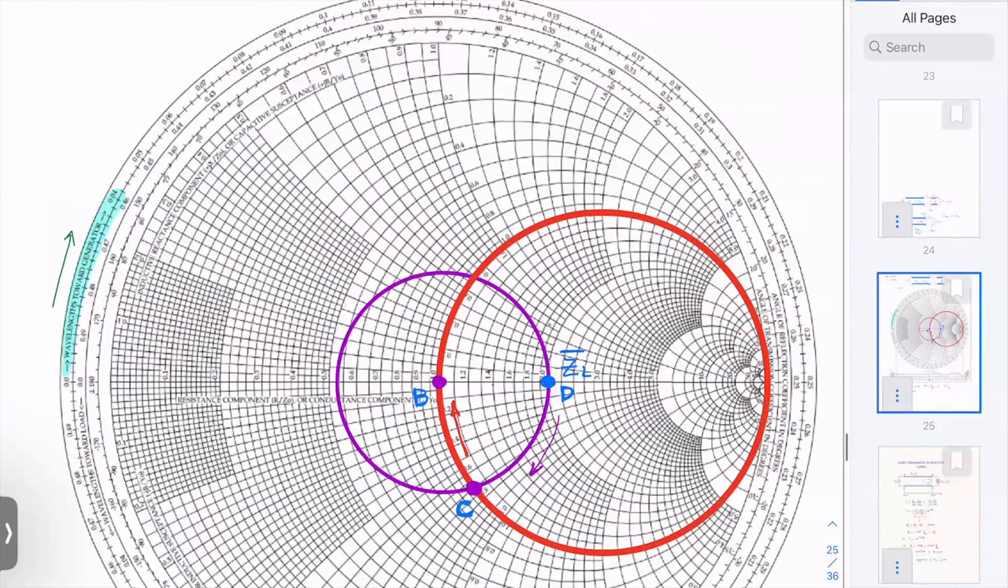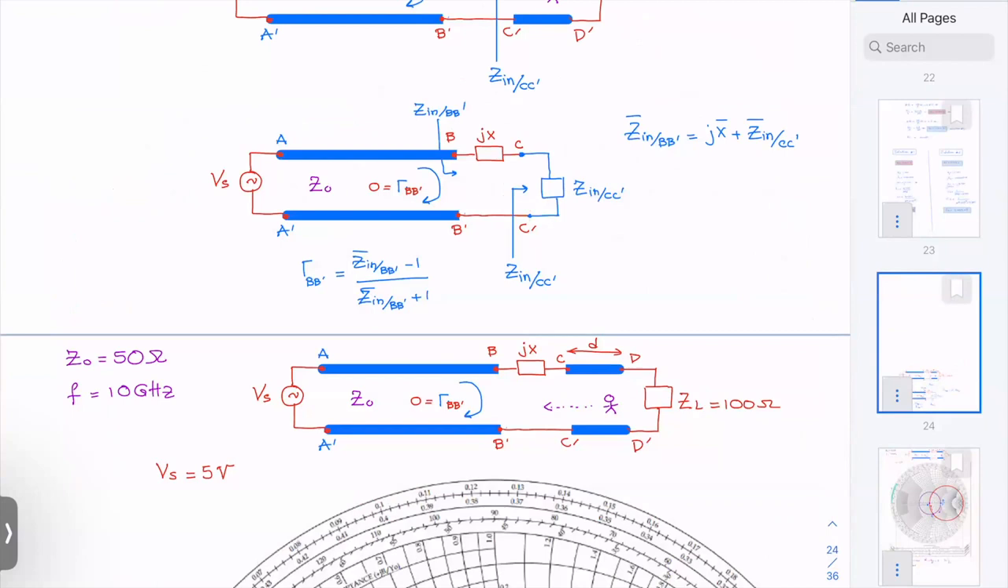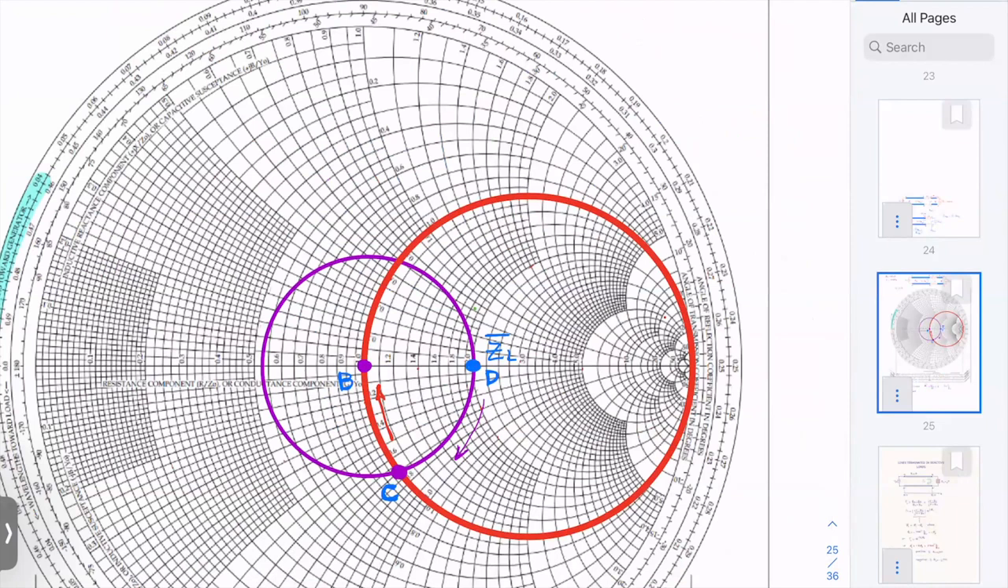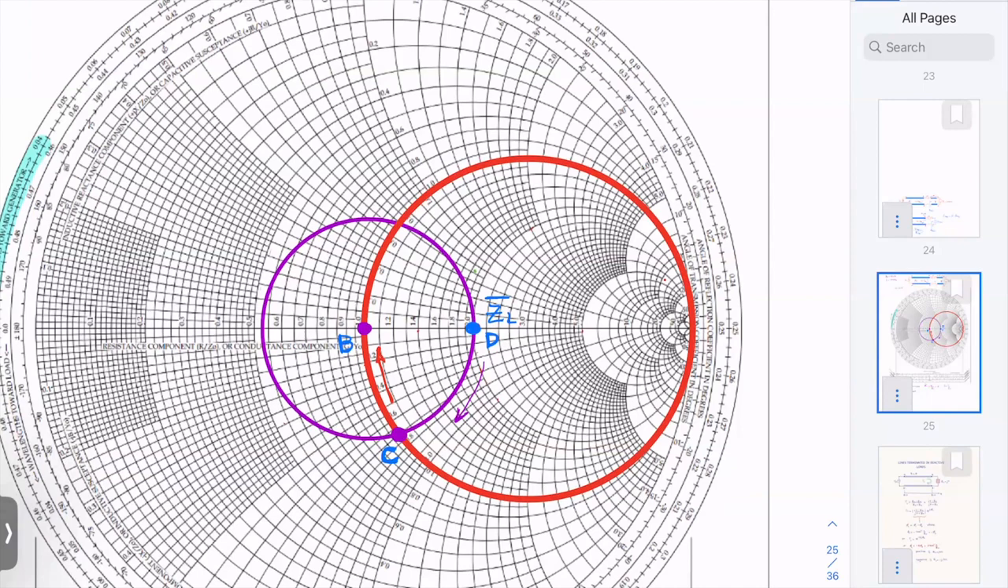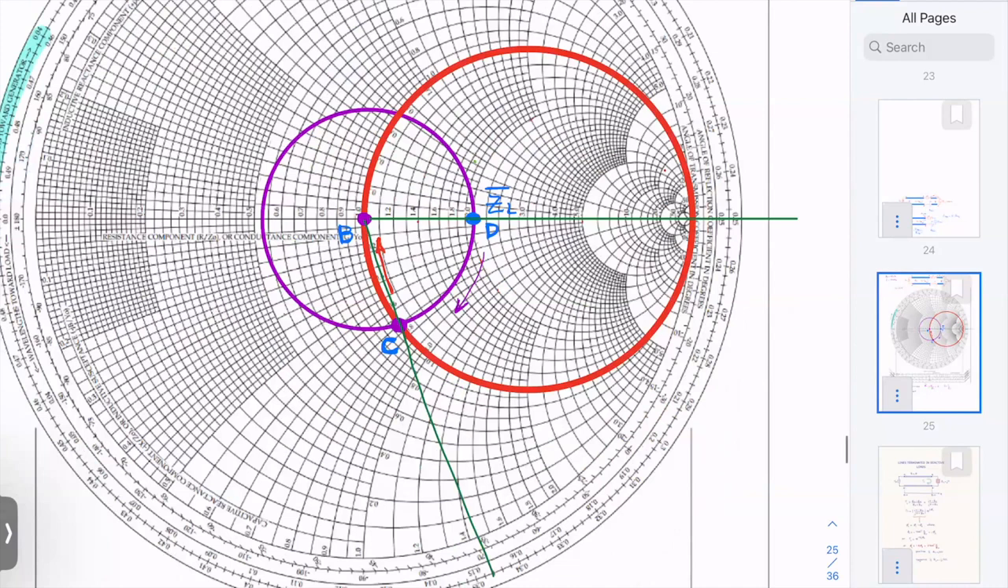Okay, for d, let's see how we're thinking. What is d? d is the distance from D to C. So practically d is the length of that section of line. To find that, you will do the following. So d, for example, is the line that connects DD prime to CC prime. So it corresponds to that part of the circle. But how do I go from the circle to measuring d? Here's how you're going to do that. You are going to draw two lines. One line is going to connect the center of the Smith chart to point D, and it's this one. The other line is going to connect the center of the Smith chart to the other point. All right, let me, in fact, do that a little more carefully. One second.